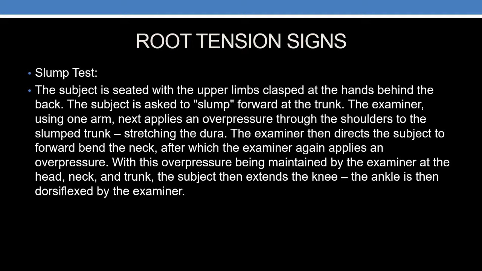So to perform the slump test, the subject is seated. They have their upper limbs clasped at the hands behind their back, and then the subject is asked to slump forward at the trunk. And by slump we mean they flex their chin to their neck, and they round their shoulders, and they flex the thoracic spine, and they basically slump forward, thereby tractioning the spinal cord and dural structures.